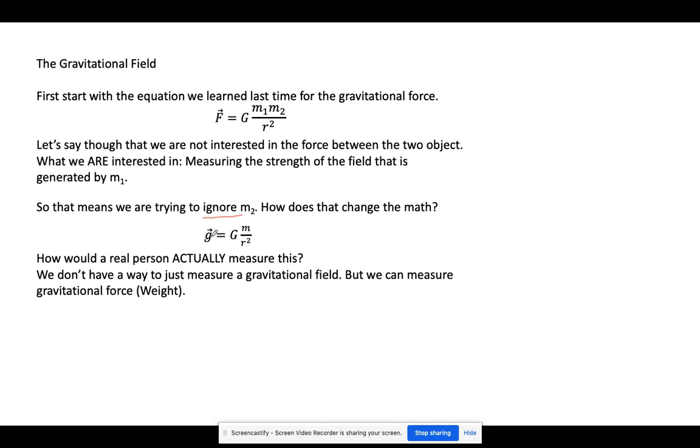Okay, so how would we actually measure this? Because we don't have a tool. Like you can get a stopwatch, right, to measure time. You can get a ruler to measure how far apart two things are.